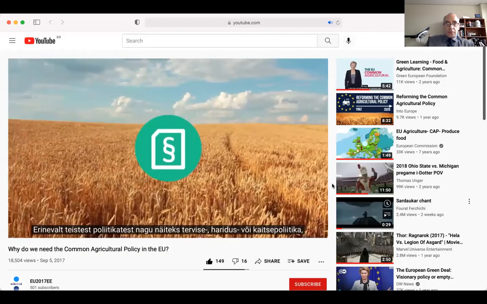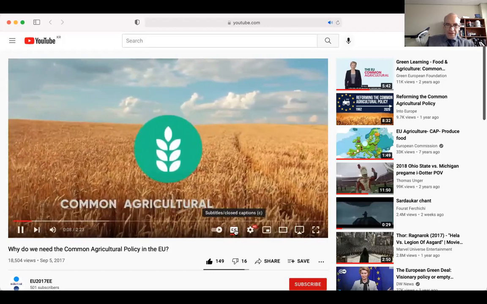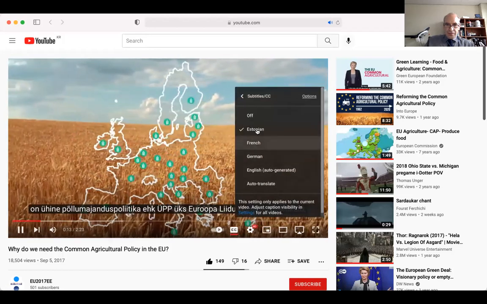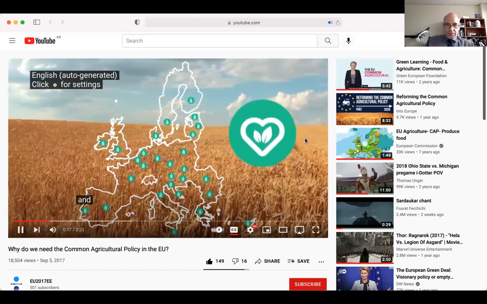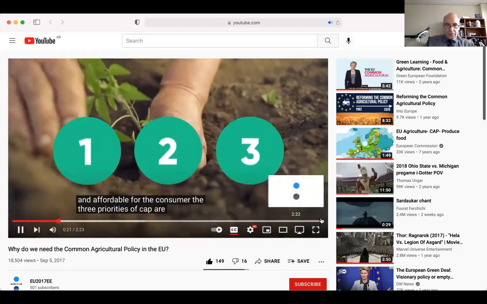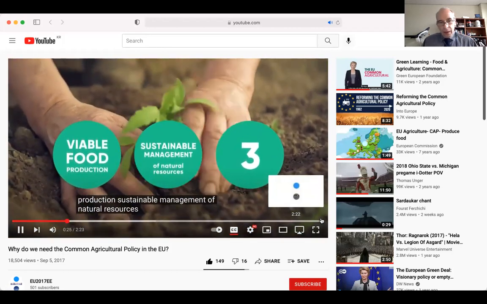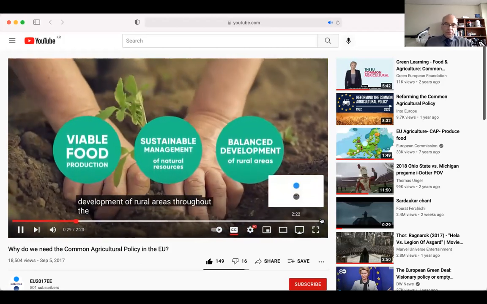Unlike other policies, such as those regarding health, education, or defense, the Common Agricultural Policy, also known as CAP, is one of the European Union's most central policies and aims to ensure that food is high quality, safe, and affordable for the consumer. The three priorities of CAP are viable food production, sustainable management of natural resources, and the balanced development of rural areas throughout the EU.